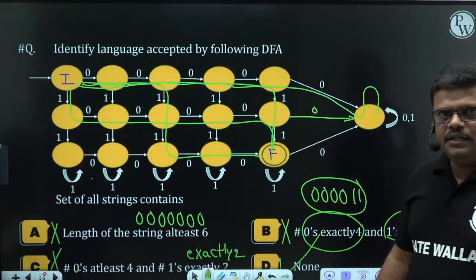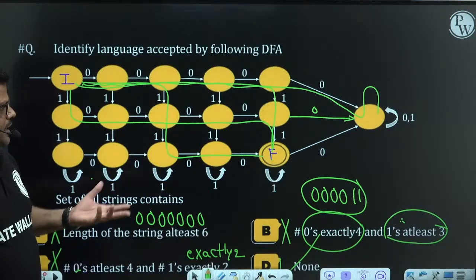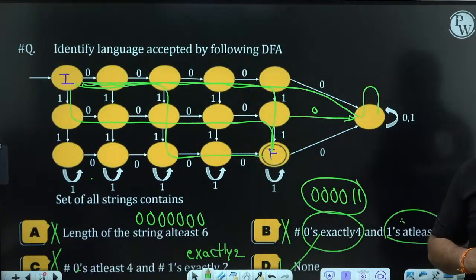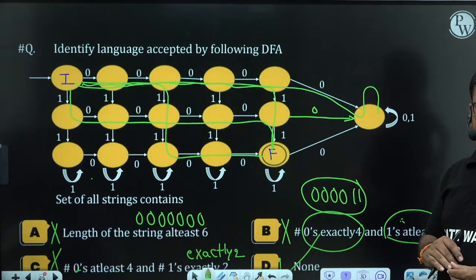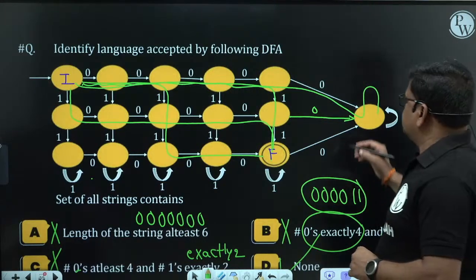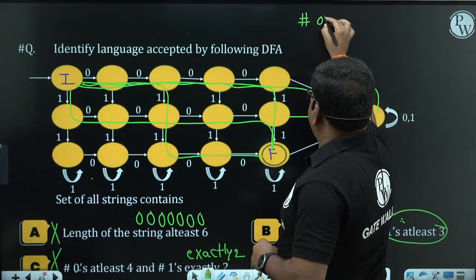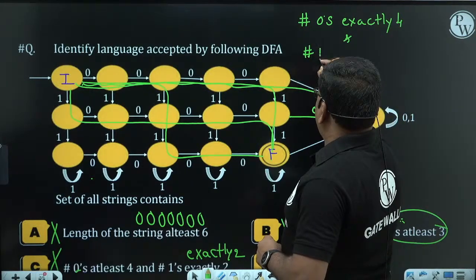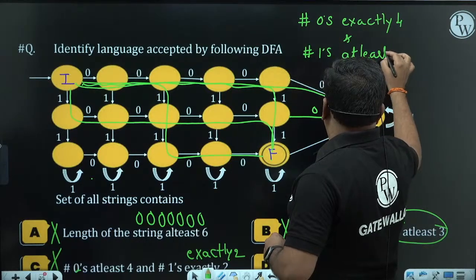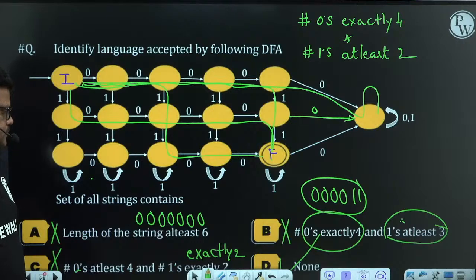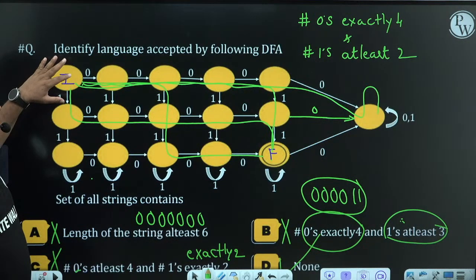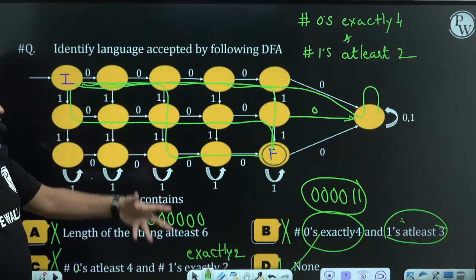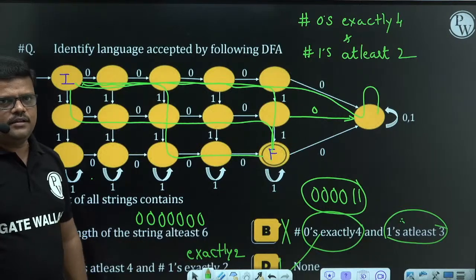What is the language accepted by this one? Even though the automata seems very big, we can easily analyze its language. Can some of you tell me what is the language of this? Number of zeros exactly 4, and number of ones at least 2. Take any path from initial to final: exactly 4 zeros, minimum 2 ones. It is easy to solve. Even if you are unable to recognize this, eliminate from the options, and the suitable option is D.